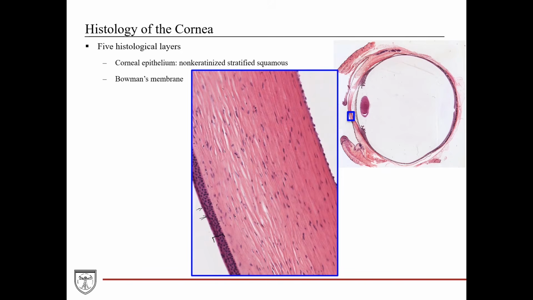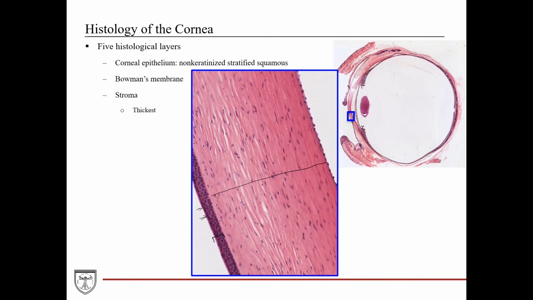Just deep to the corneal epithelium, we have the non-cellular basement membrane right here. And this layer is called the Bowman's membrane. Again, modified, slightly thickened basement membrane for the corneal epithelium. Deep to the corneal epithelium, we have the thickest layer of the cornea called the stroma.